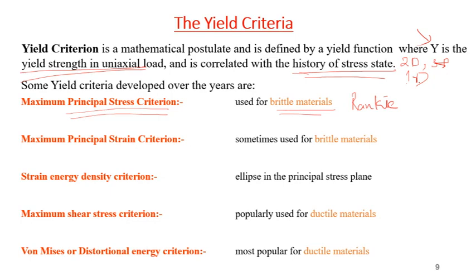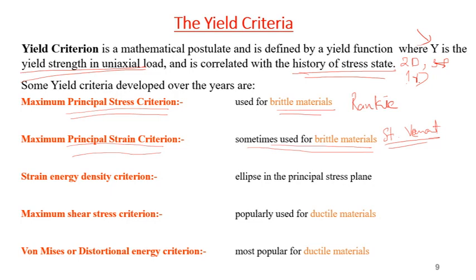Another criteria for brittle material is known as the maximum principal strain criteria. We didn't discuss principal strain, but we know the normal strain. The maximum strain on the structure is known as principal strain. It is not that much used, only for brittle material. Again, this was proposed by Saint Venant. If you remember the Saint Venant principle, the same person proposed this.